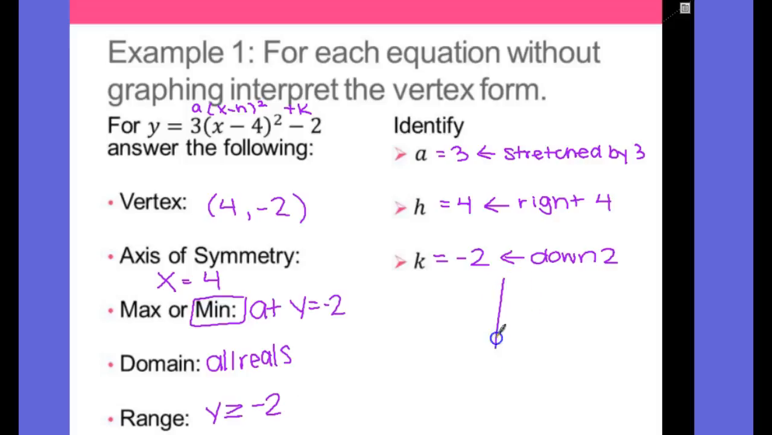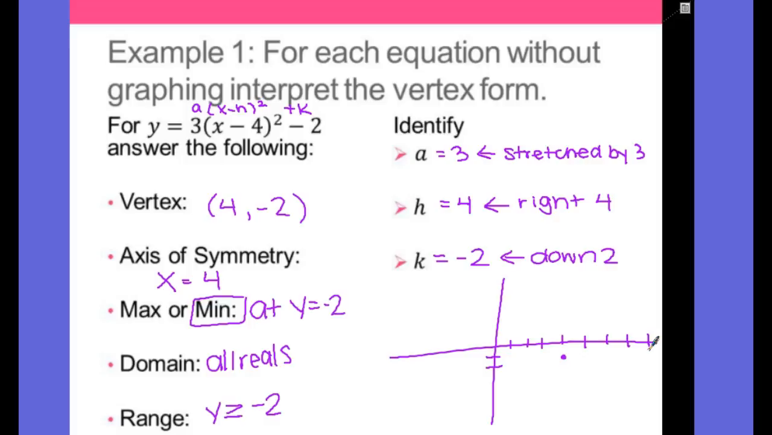I know it's not on there, but if you were to sketch this, think about what this just said. It said it moved right 4. So I'd go 1, 2, 3, 4 to the right, and down 2. So my vertex would be over here instead of at 0, 0. That's the difference from yesterday. Now, I told you that every graph of a quadratic is a transformation from this table here.